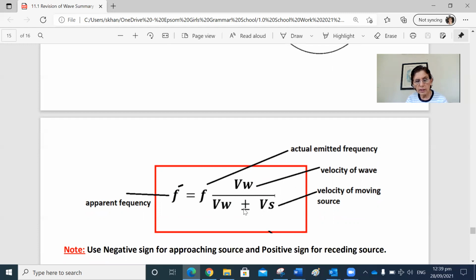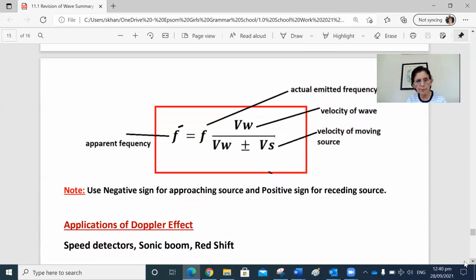Now, negative is used when the source is approaching towards the person. And negative means that this part over here will be smaller than that one. So as a result, the whole factor will become bigger, or the apparent frequency will be higher. If the source is moving away, for a receding source, the plus sign is used, and then the apparent frequency will come out a smaller value.